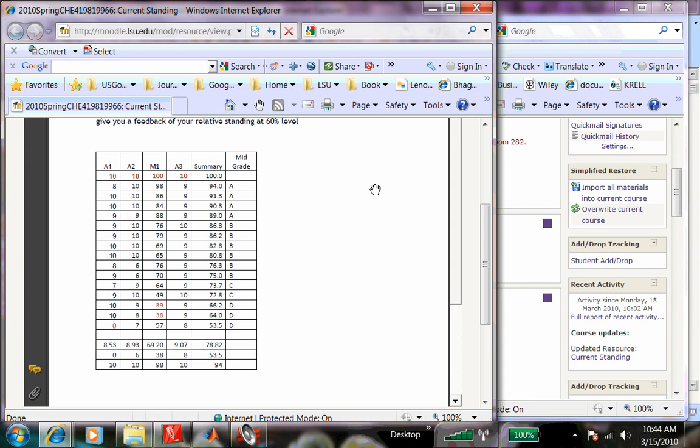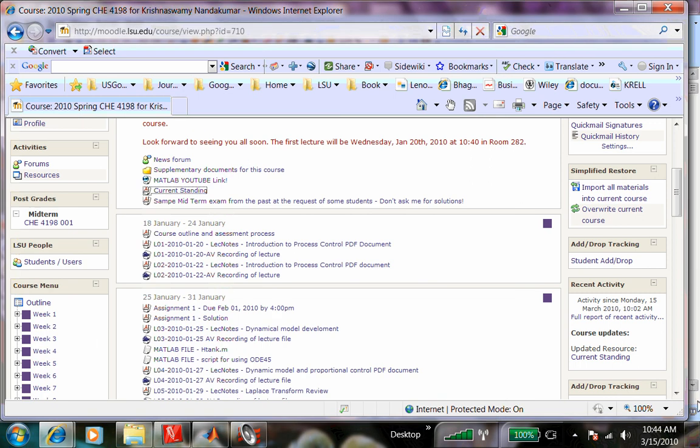I'll keep updating this after the second midterm, I'll put it up again so that you know where you are. Basically, it's a feedback mechanism for those who are at the bottom of that ranking to pay a little bit more attention so that you can bring your marks up. And if everybody is above a certain level, I will not have any D. But if this continues, there will be a few D.